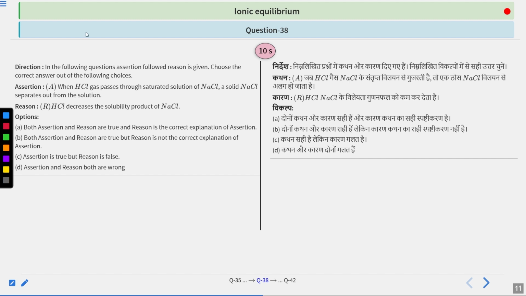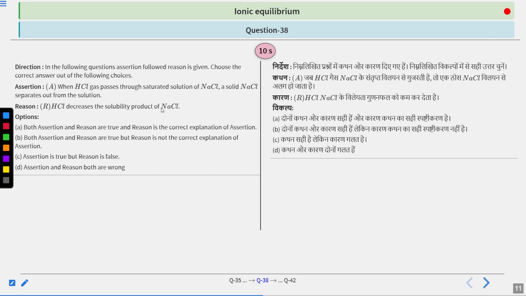Next question. The question says that first of all, direction is given. In the following question, assertion followed by reason is given. Choose the correct answer out of the following choices. The assertion is, when HCl gas is passed through a saturated solution of sodium chloride, solid sodium chloride separates out from the solution. The reason is that HCl decreases the solubility product of NaCl.